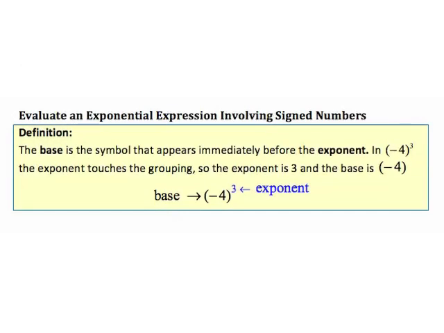Evaluate an exponential expression involving signed numbers. Let's start with a definition. The base is the symbol that appears immediately before the exponent. For example, in our example here, the exponent touches the grouping. So the exponent is 3 and the base is the whole thing of negative 4. So taking a look down here at this all together, the black part here is the base. So both the negative and the 4 are getting taken to this third power, which is our exponent.